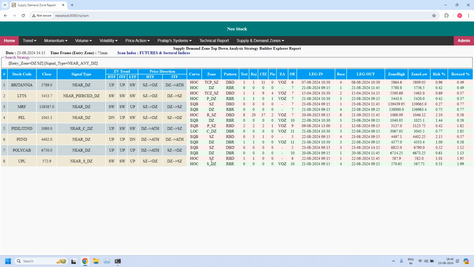And the next one is UPL. UPL is also having a high liquidity 75 minutes demand zone, also a fresh zone. So here also you need to look for a fresh fine-tuned 5-minute zone. So we have identified 2 high liquidity 75 minutes demand zones from this list.